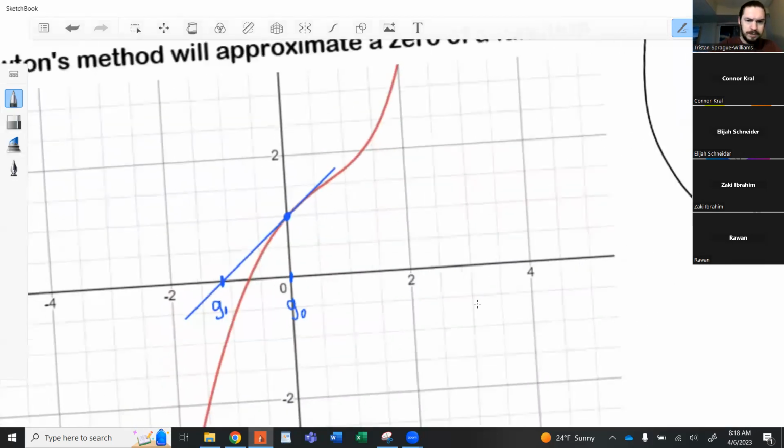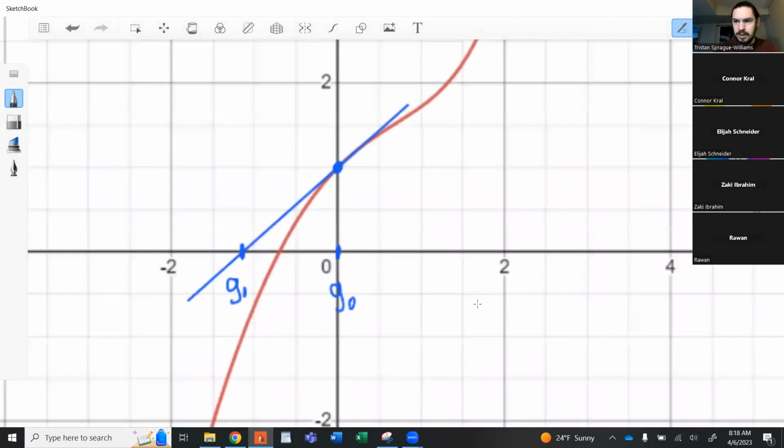Let's look at our picture. We're going to find another point. So I'm going to use a cyan as my next color here. So we'll find the next point. We'll take this. This is our guess 1, right? We're going to take that point on the graph, and we're going to do a tangent line at that point.